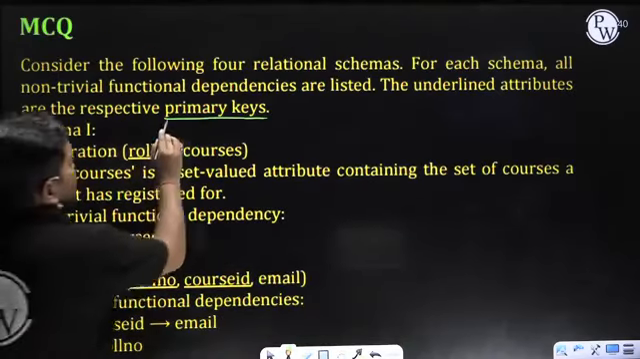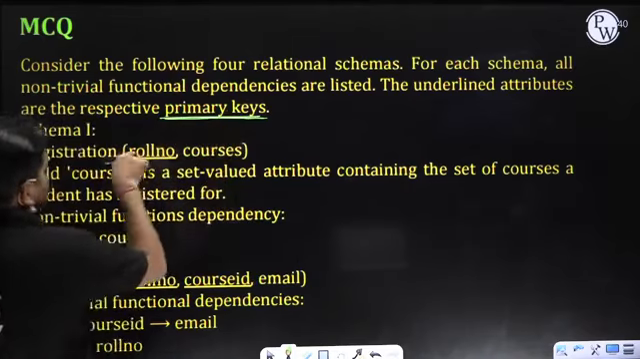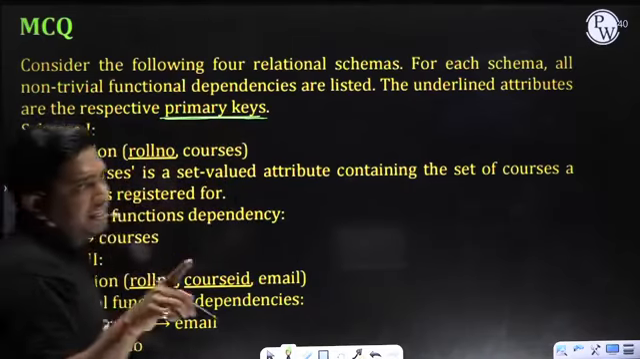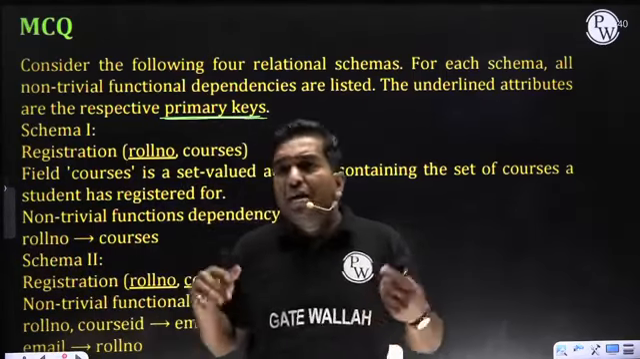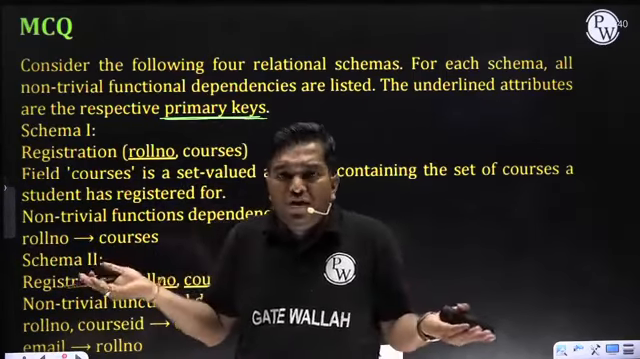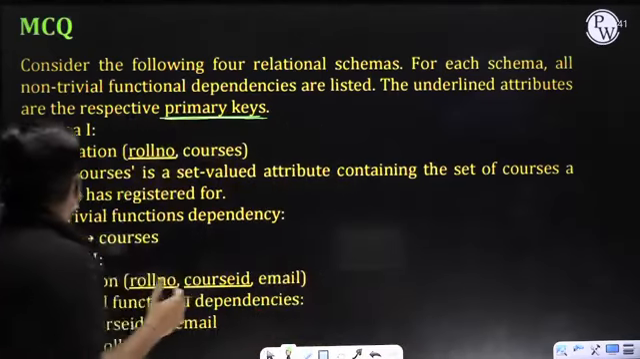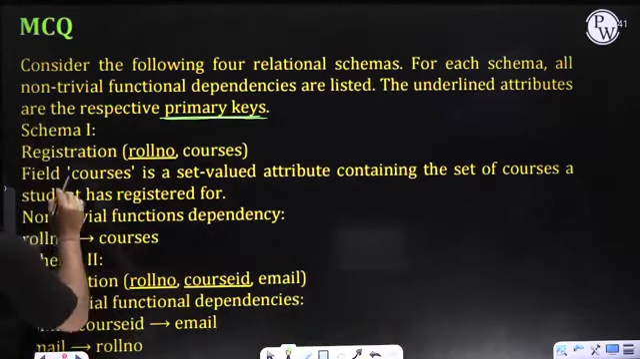Here the primary key is mentioned. These underlined attributes are the primary key, not a candidate key. First of all, what is the meaning of primary key? It is one of the candidate keys, meaning you can have more keys also.